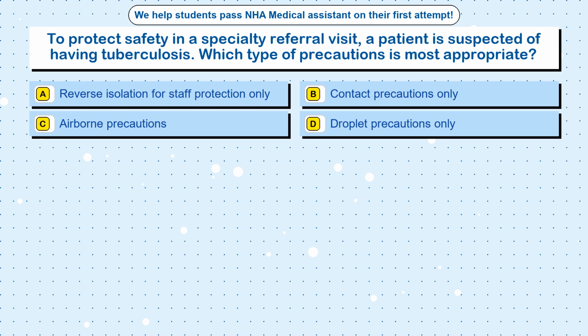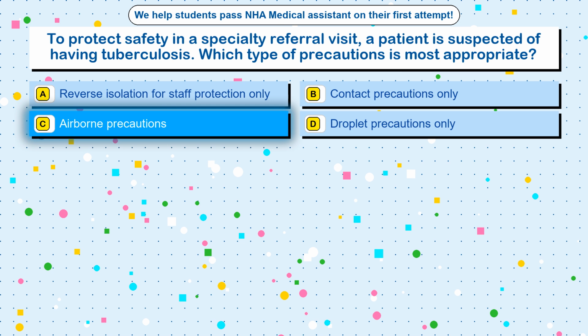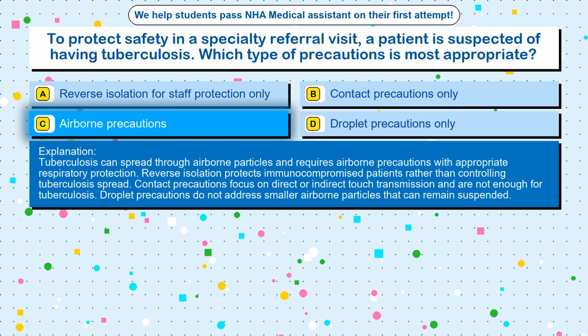Question 90. To protect safety in a specialty referral visit, a patient is suspected of having tuberculosis. Which type of precautions is most appropriate? Option A. Reverse isolation for staff protection only. Option B. Contact precautions only. Option C. Airborne precautions. Option D. Droplet precautions only. The correct answer is option C. Airborne precautions. Tuberculosis can spread through airborne particles and requires airborne precautions with appropriate respiratory protection.